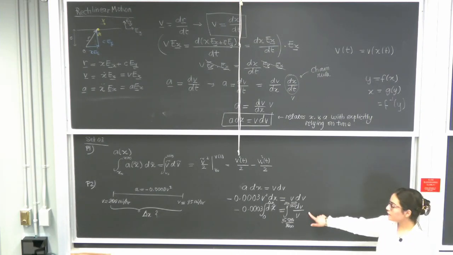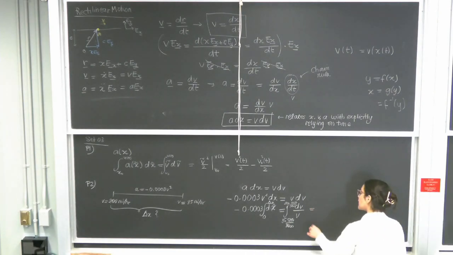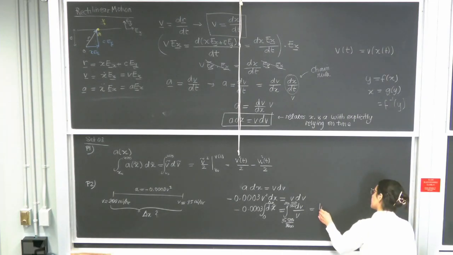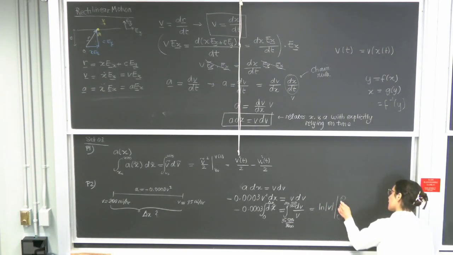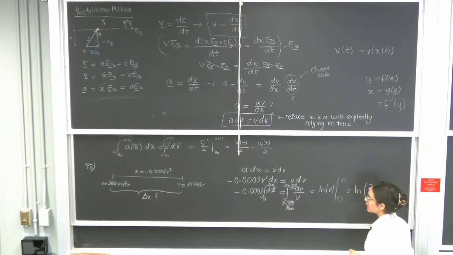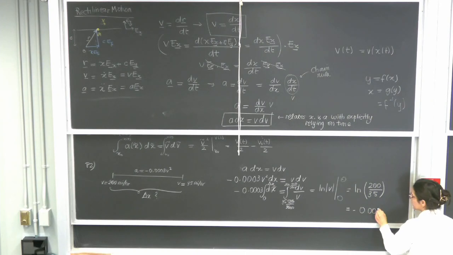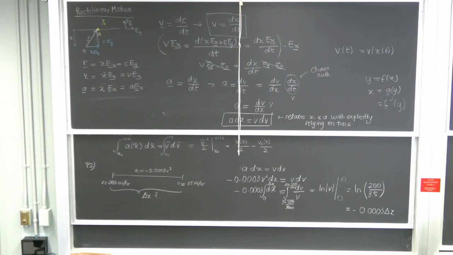And what's the integral of dv over v? Yes, ln v, ln absolute value of v, evaluated at the boundary, so basically ln 200 over 35. That's on this side. On the other side, I'll get the minus 0.0003 delta x, and I can calculate delta x, the distance traveled while the parachute is deployed. Any questions?